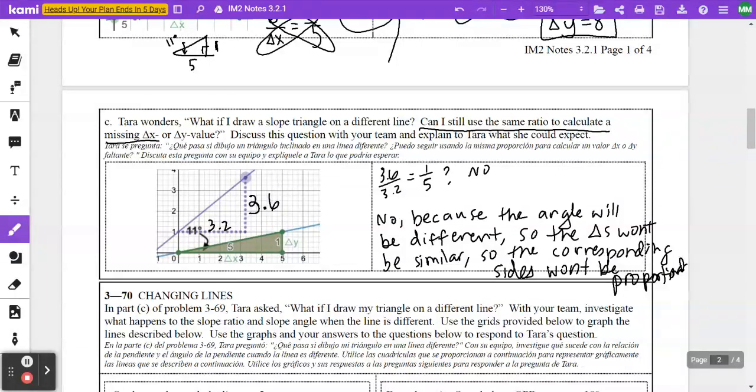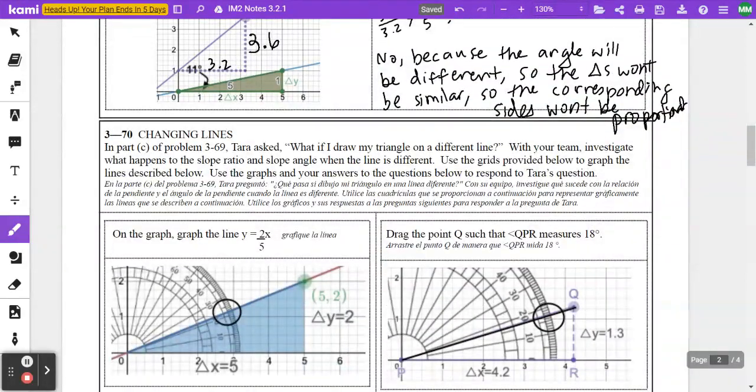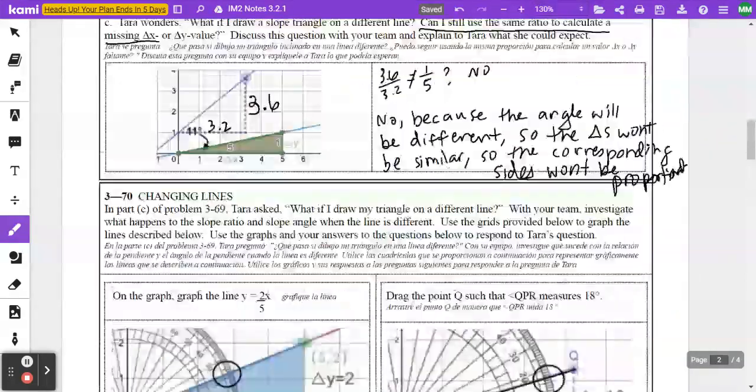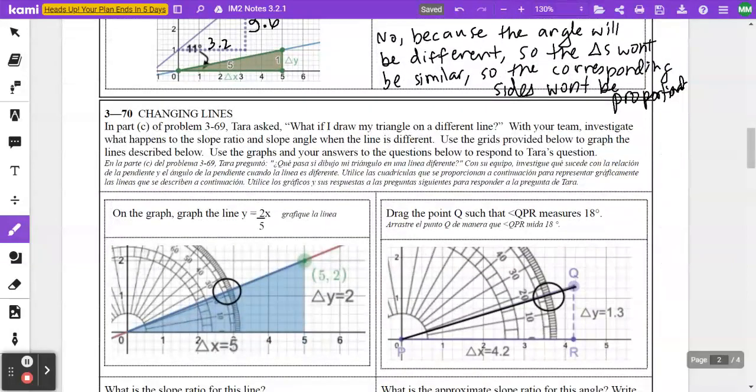Yeah, if two triangles are not similar, their corresponding sides won't be proportional. So we won't be able to set up a proportion, which is what the question was asking if we could do. Okay, next problem, 3-70, changing lines.